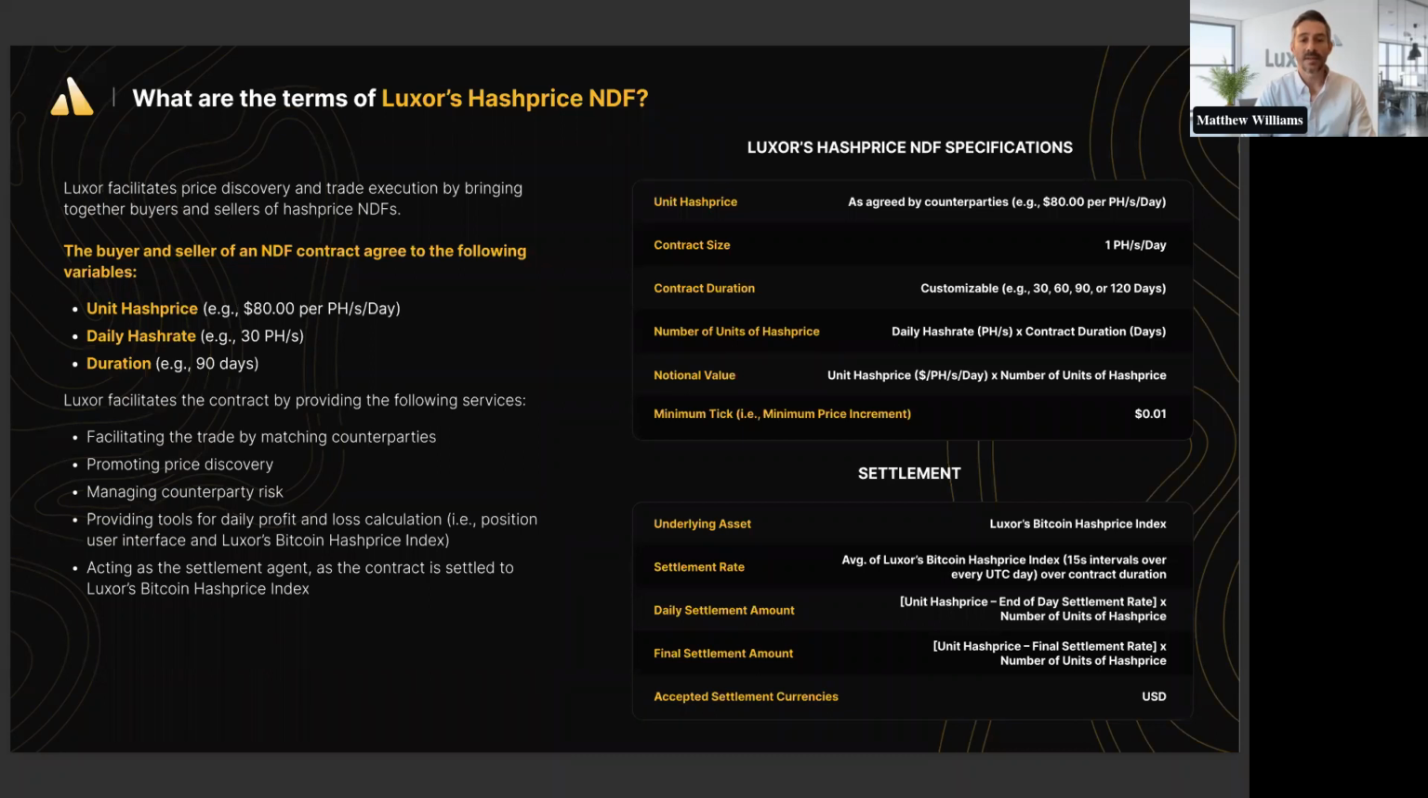We're also building several tools to aid our customers with their trading needs. We have a hedging calculator, which I plan to show in a few minutes. And we're also launching a derivatives UI, a front end that helps our customers manage their positions, see daily profit and loss, and also manage other key components of their trades.